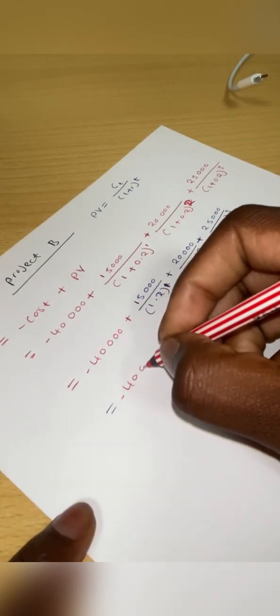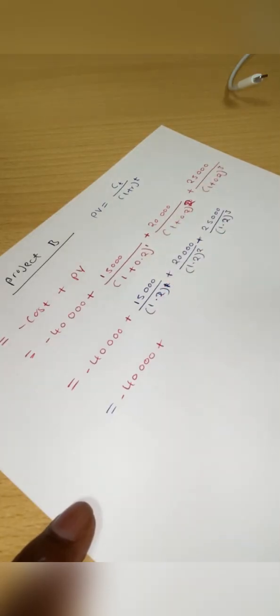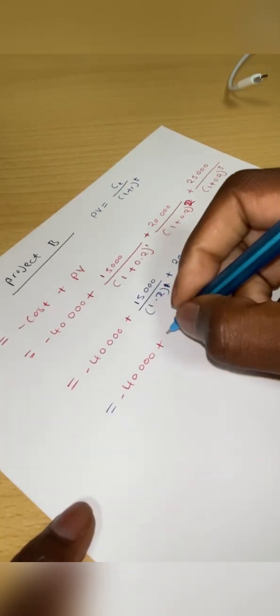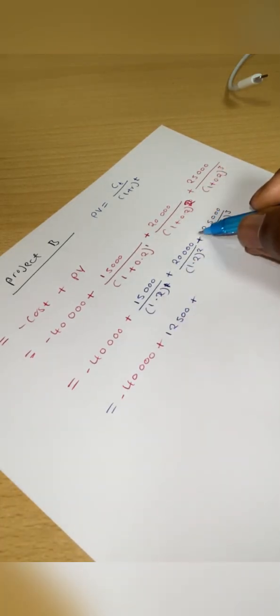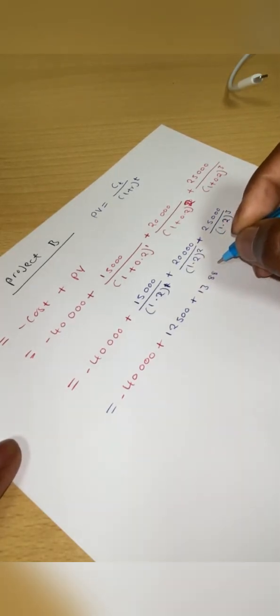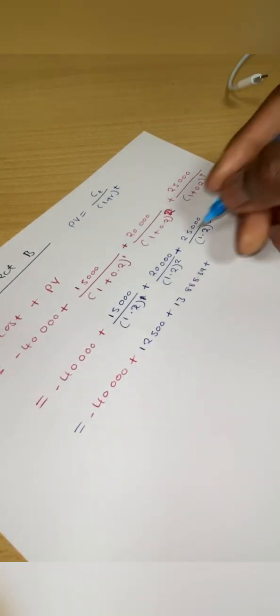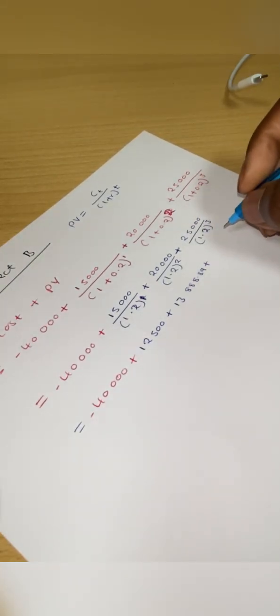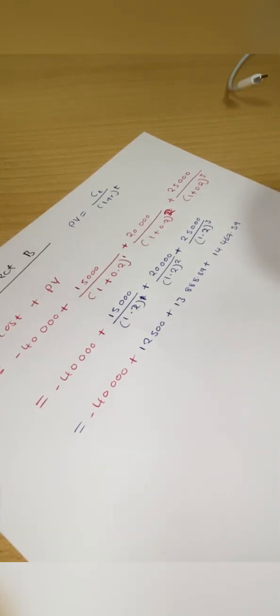So I have negative 40,000 plus here 15,000 divided by 1.2 to the power 1, so it's giving me 12,500. Then plus I do the next one, 20,000 over 1.2 to the power 2, it's giving me 13,888.89. Then plus I do the same for the next one, 25,000 over 1.2 to the power 3, it's giving me 14,467.59.